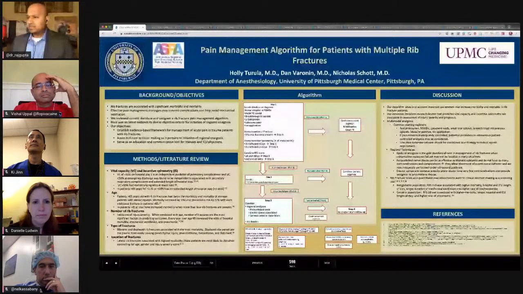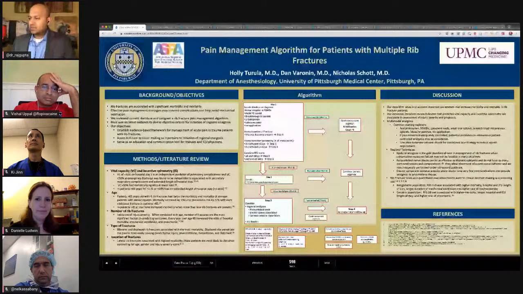I'll zoom in on the details in a second, but they've taken into account vital capacity, incentive spirometry, age, number of rib fractures, type of rib fractures, and locations of rib fractures into this algorithm in the middle. They calculate what they call a rib fracture score to assess whether the patient's injuries and demographics combine to something severe enough to try more aggressive management. They consider as options paravertebral block, erector spinae plane block, serratus anterior plane block, or rib fixation as a surgical approach to reducing pain, depending on how someone falls into those rib fracture scores.